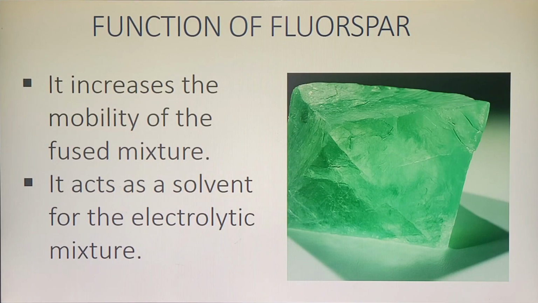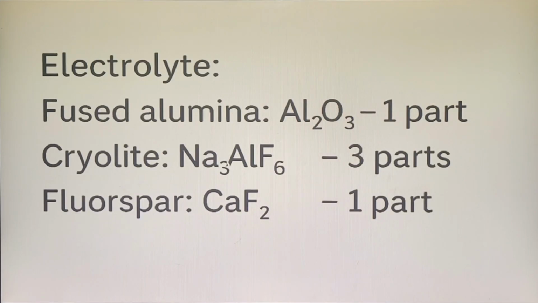Okay? So I hope the three things are clear to you. Okay? Which are the three things that I'll be using in the electrolyte? I have my main ore, which is from bauxite I had made alumina.